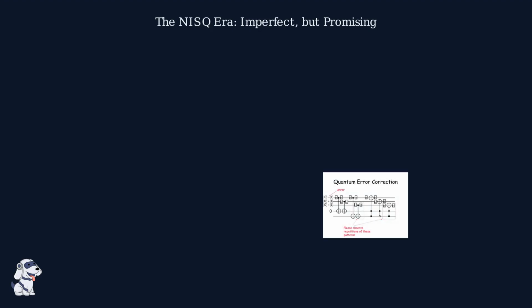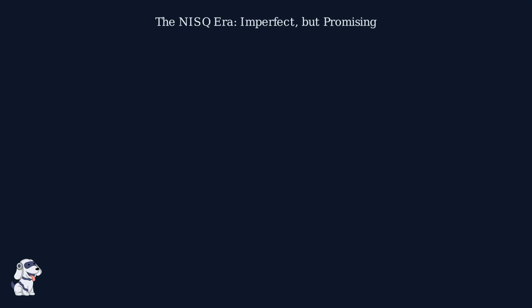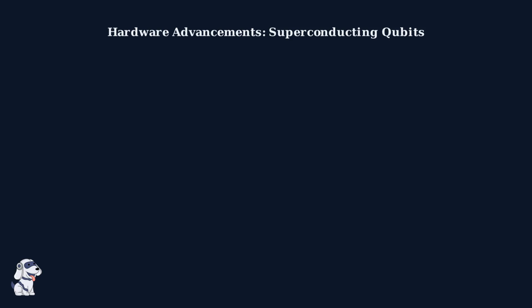Developing error correction techniques is crucial for moving beyond NISQ limitations. Research in quantum error correction is making rapid progress, with surface codes and other methods protecting quantum information from noise. Superconducting qubits represent one of the most promising approaches to building quantum computers. These qubits use superconducting circuits, materials that conduct electricity without resistance when cooled to extremely low temperatures.